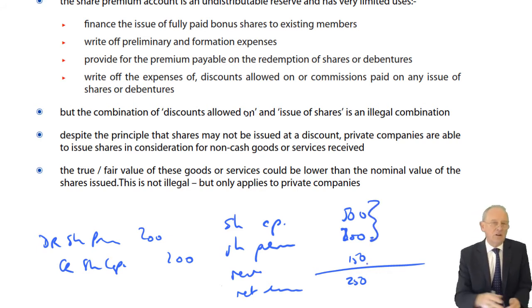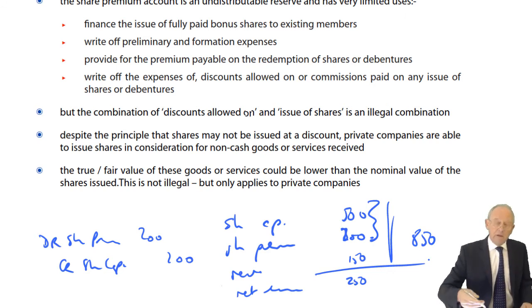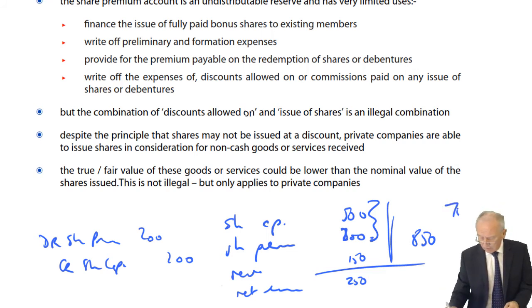You're not giving the shareholders anything. They're already entitled, in theory, to their buffer fund of 850. After the share issue, after we've capitalised the share premium account by moving it up into share capital, now how much are our shareholders worth? 700 plus 150 revaluation. So that is the primary use of the share premium account.